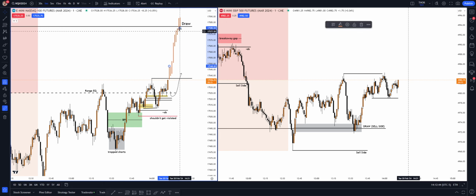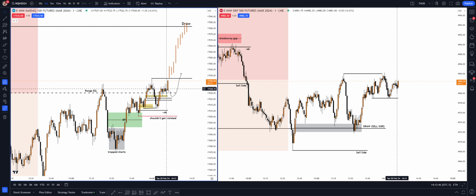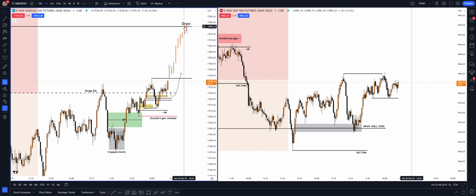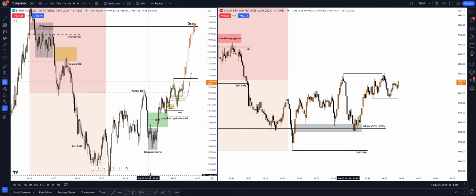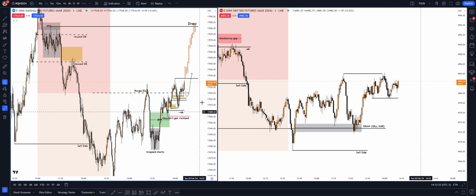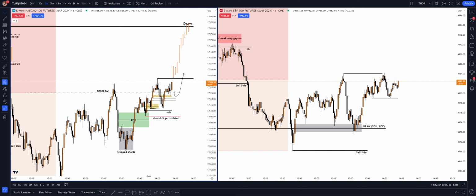So once it breaks out of there, this is what I want to see. Energetically drawn into the buy side liquidity to complete the 1 minute market maker buy model.